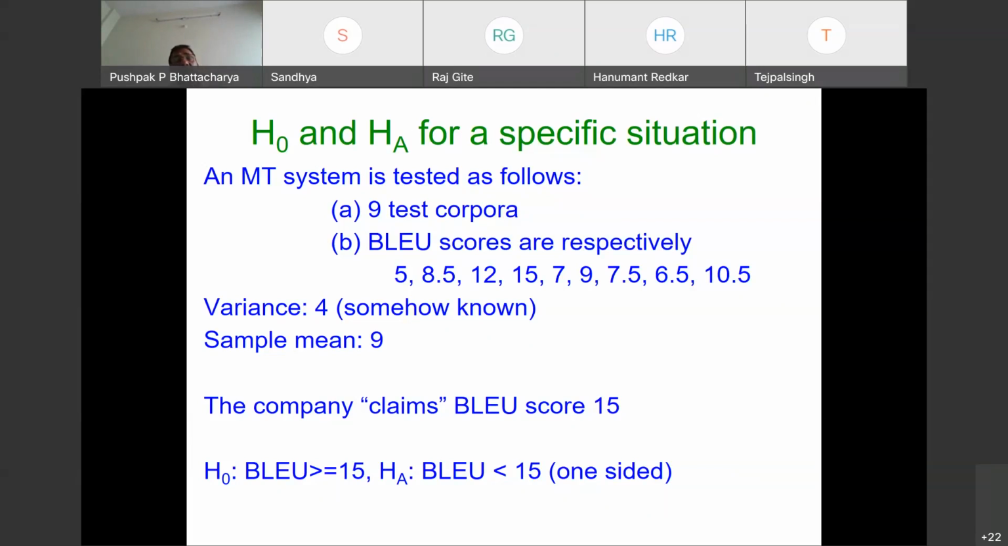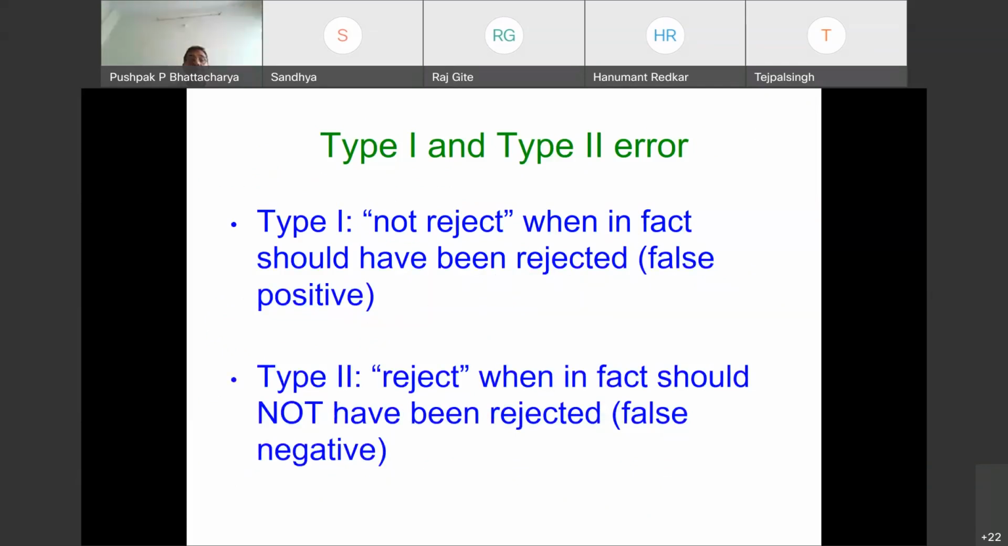So any question at this point of time? H0, HA, type 1 error, type 2 error. No? Okay. So let's proceed.